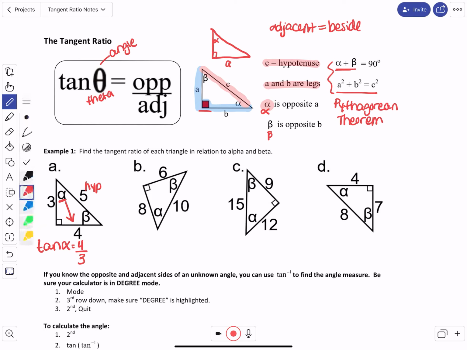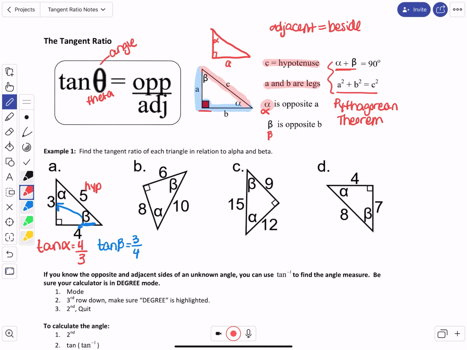Now, if we switch things up here and we do the tangent of beta, okay, so now we're looking in relation to beta. We're going by the beta angle. We're doing opposite of beta. So opposite from beta is 3, and 4 is adjacent because 4 is beside of it. So it would be 3 over 4. It's just basically flipped. Okay, so tangent of alpha is 4 over 3. Tangent of beta is 3 over 4 because it's all in relation to the angle.